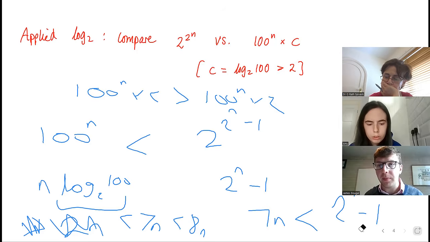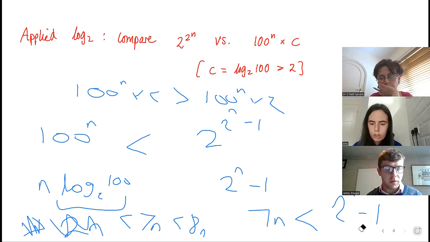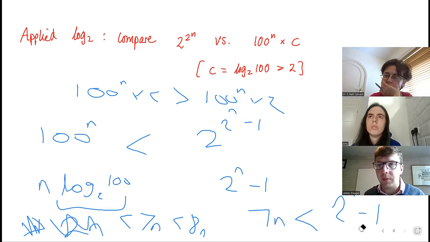Yeah. So you could draw the graph of 2 to the n minus 1 minus 7n and work out where it intersects 0 and show that as n tends to infinity, that graph will always be positive, which shows that 2 to the n minus 1 must be greater than 7n. And how might you put it? This graph is always positive. You could do it by finding the roots by using the derivative.